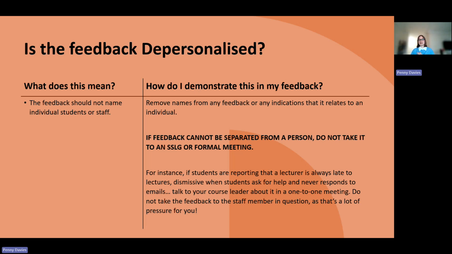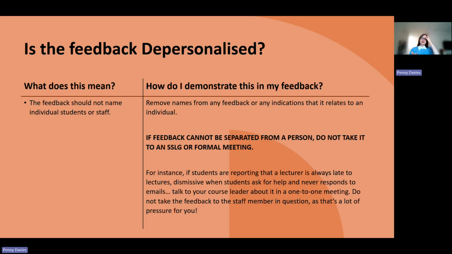Is the feedback depersonalized? Your feedback should not name individual students or staff. And when you are going through any raw data, you should remove any names or indications that it relates to an individual. If the feedback cannot be separated from a person, you should not take it to any formal meetings such as SSLGs for Falmouth students or action plan review meetings for Exeter students. This is because these meetings are formally minuted, and these minutes are accessed by loads of different people across the university. They should be accessed by students and so on and so forth. So it's unfair for people to name and shame individuals on a public platform.